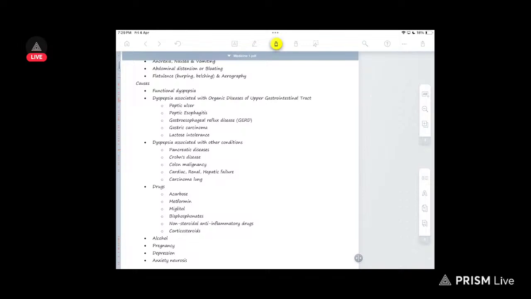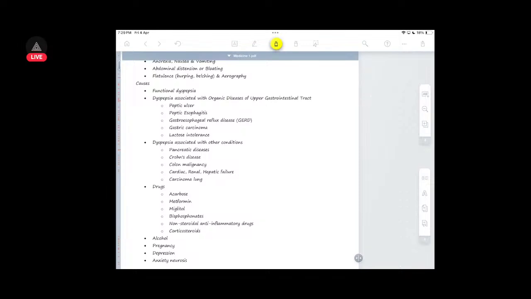Dyspepsia associated with other conditions: Crohn's, colon malignancy. Crohn's, of course, you'll be having ulcers everywhere. Pancreatic diseases, you'll be having dyspepsia. We told before itself. Cardiac, renal, and hepatic failure, you have to somehow remember. Carcinoma of the lungs also, you have dyspepsia.